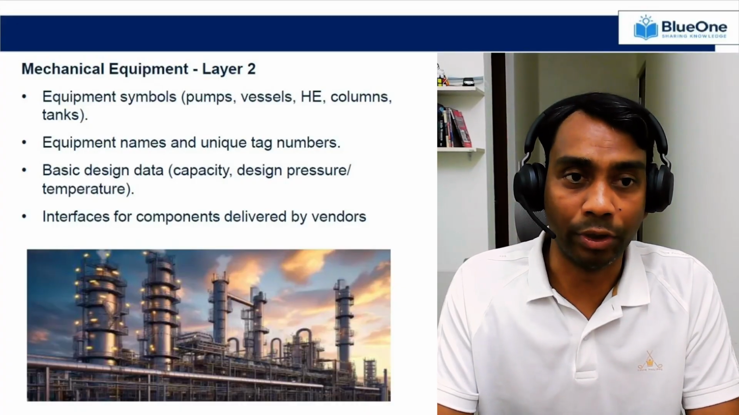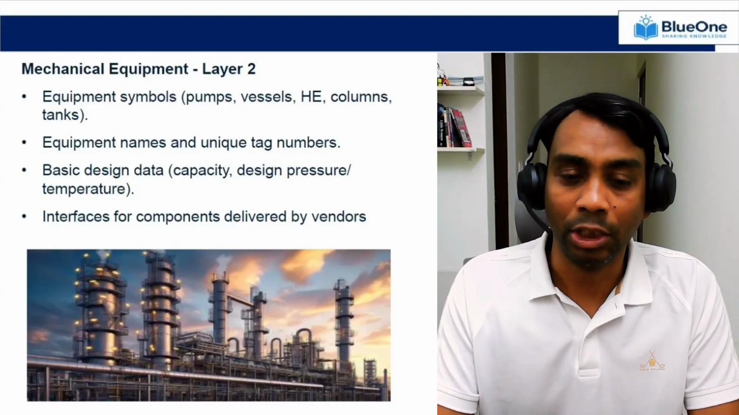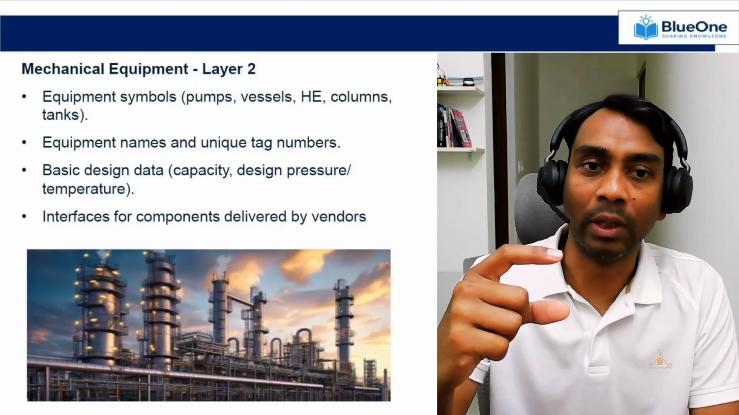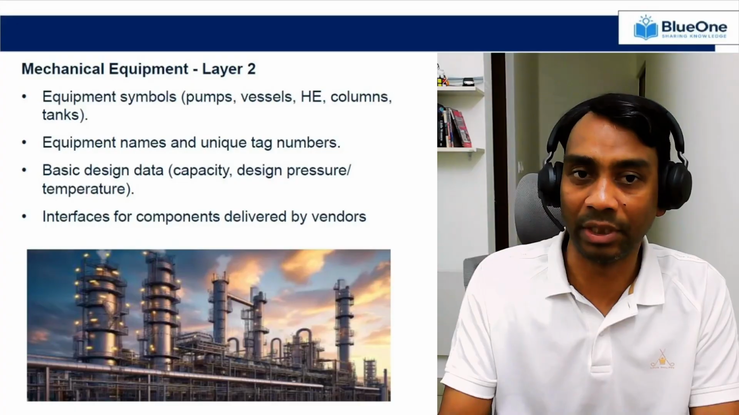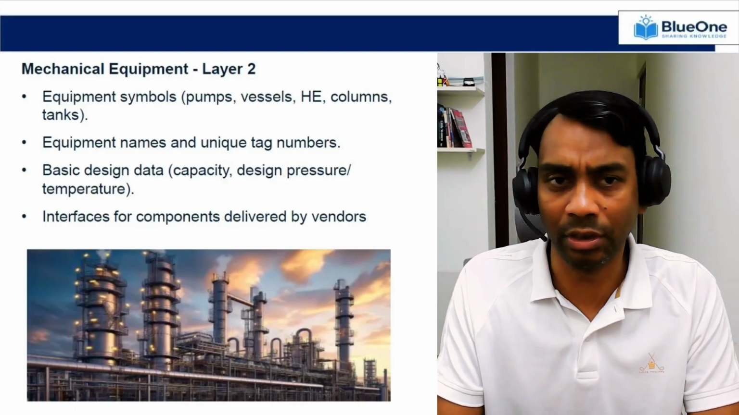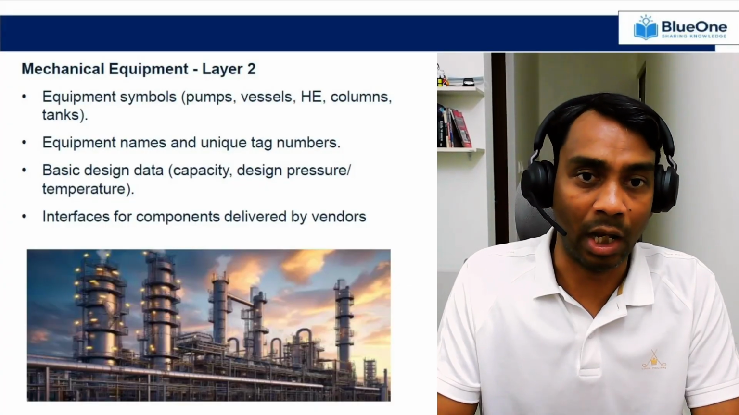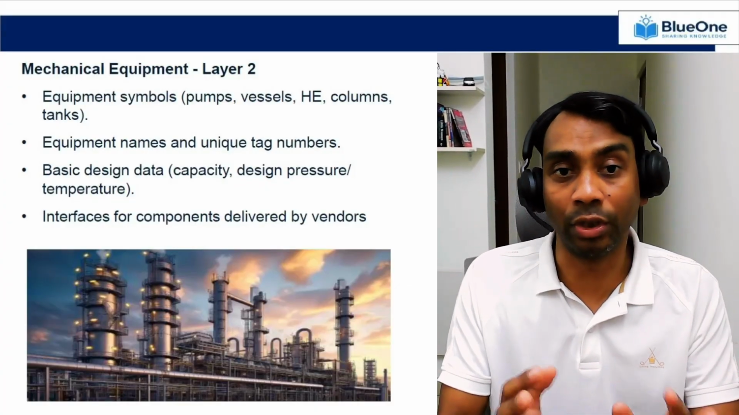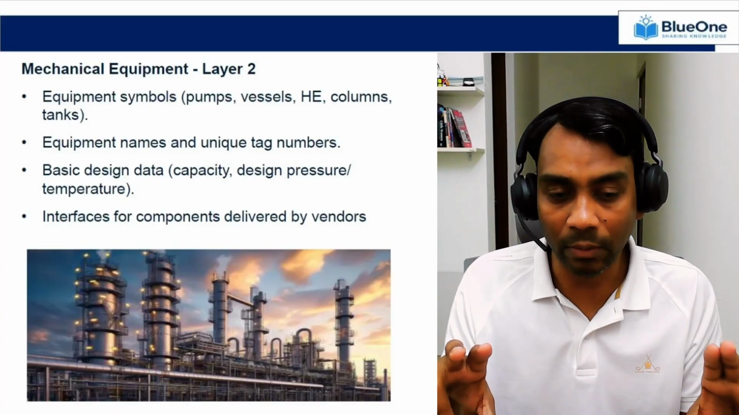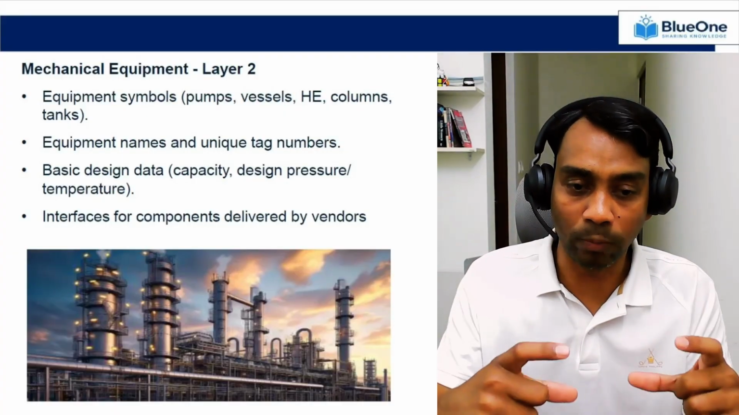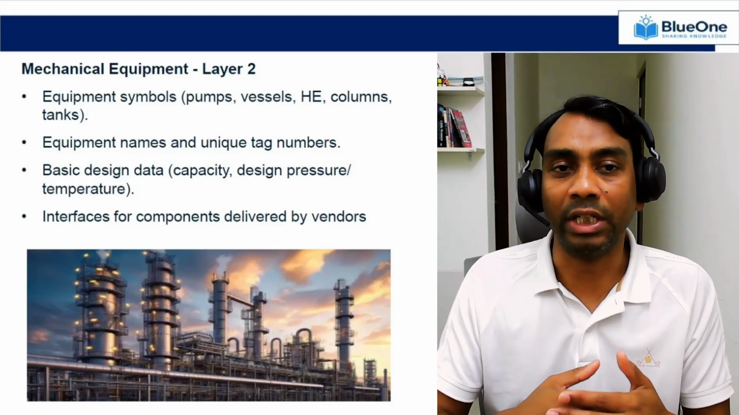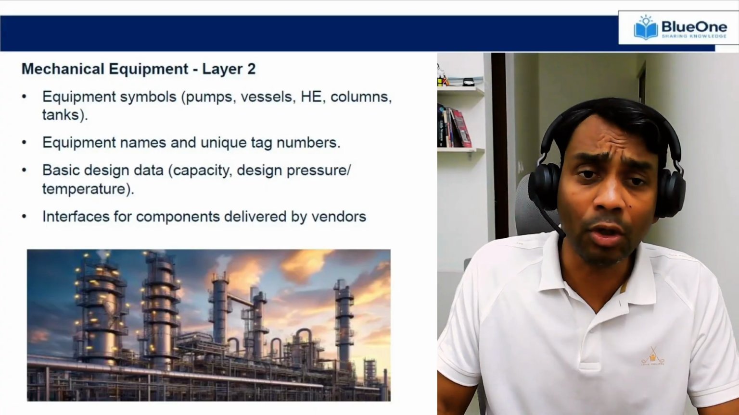Every P&ID will also indicate basic design data. If you go to the top of the P&ID, there will be an equipment name, and it will have basic design data like capacity, design pressure, design temperature, and sometimes some additional information for the specific case. It will also have an interface for the component delivered by the vendor. So you can easily navigate the tie-ins between your core plant facility and a package supplied by the vendor. You can easily have all this information on layer 2.